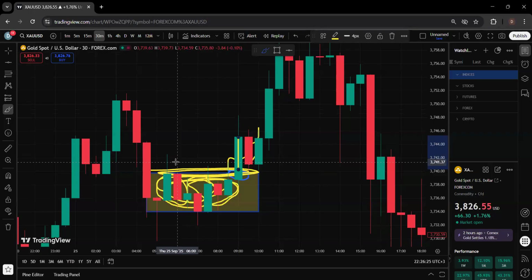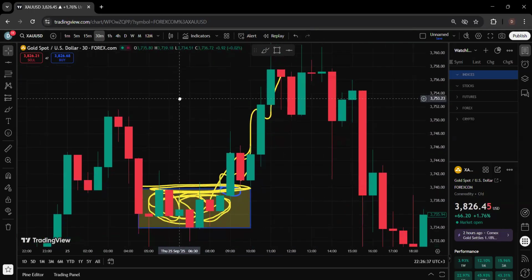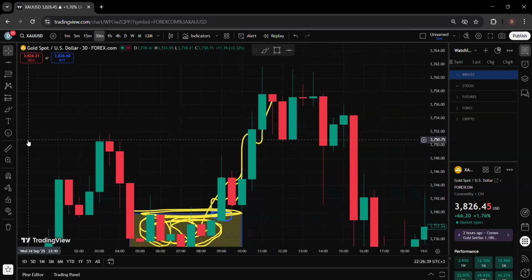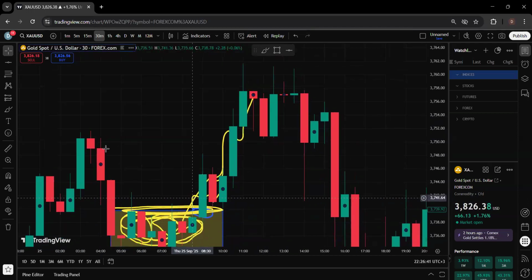So that's the breakout number one. Now this was a breakout on the bull side. You can see after that breakout, there was a very nice move. So if you are patient, you could have captured all these pips.